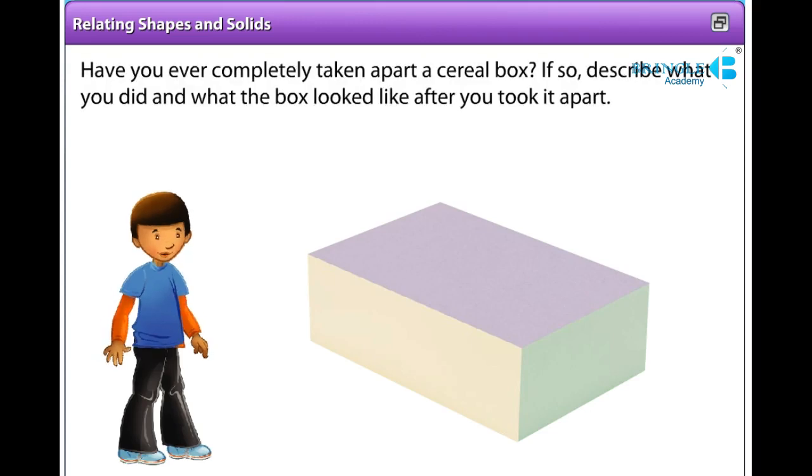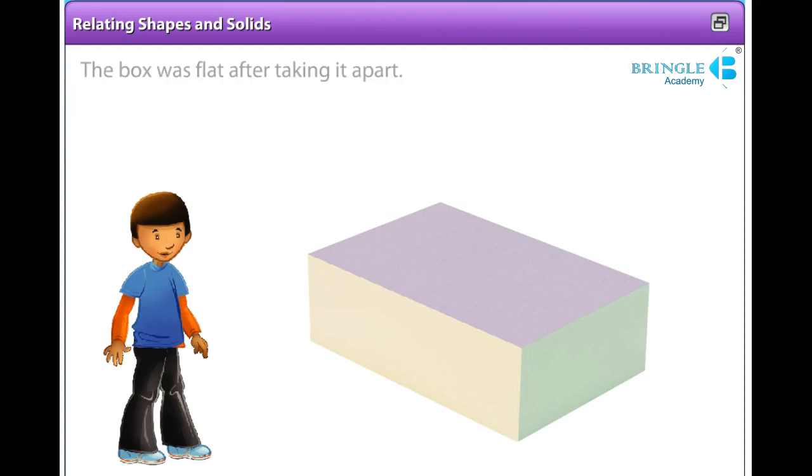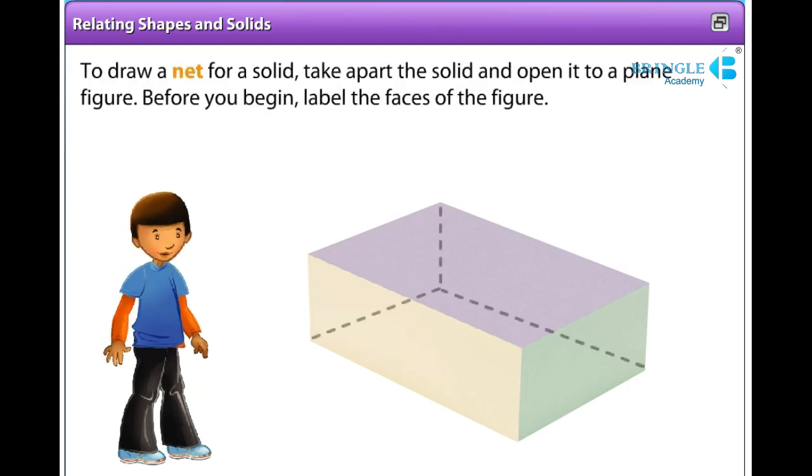Have you ever completely taken apart a cereal box? If so, describe what you did and what the box looked like after you took it apart. The box was flat after taking it apart. To draw a net for a solid, take apart the solid and open it to a plane figure. Before you begin, label the faces of the figure.